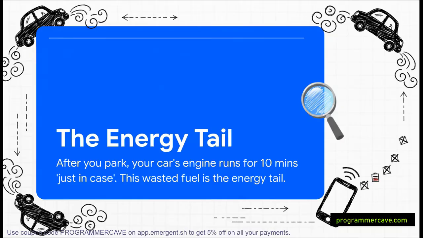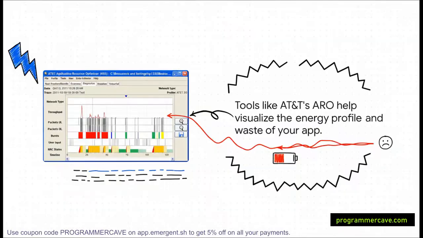Mobile networks do the exact same thing. After your data is done transferring, the radio stays in a high-power state for anywhere from 5 to 30 seconds, just burning battery for absolutely no reason. And you might think this is just some abstract idea, but it's not. It's very real. Tools like AT&T's Application Resource Optimizer, which you see here, actually let you see this waste in real time. You can literally watch the little bursts of data transfer followed by these long, expensive energy tails where the radio is just burning power while doing nothing.